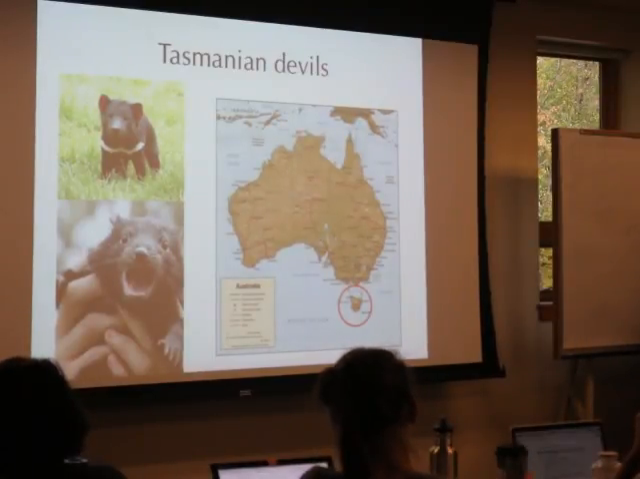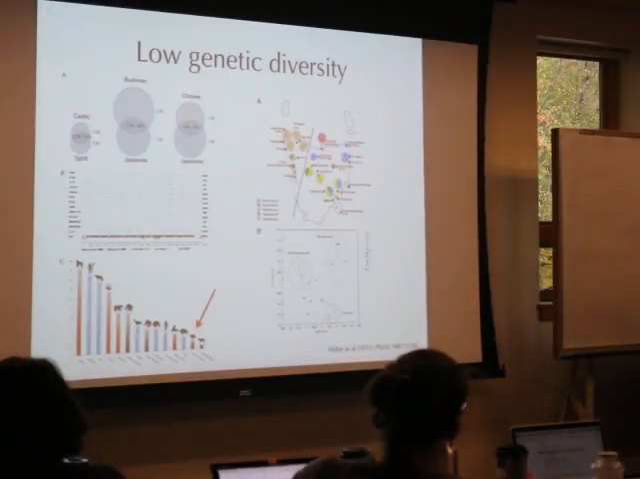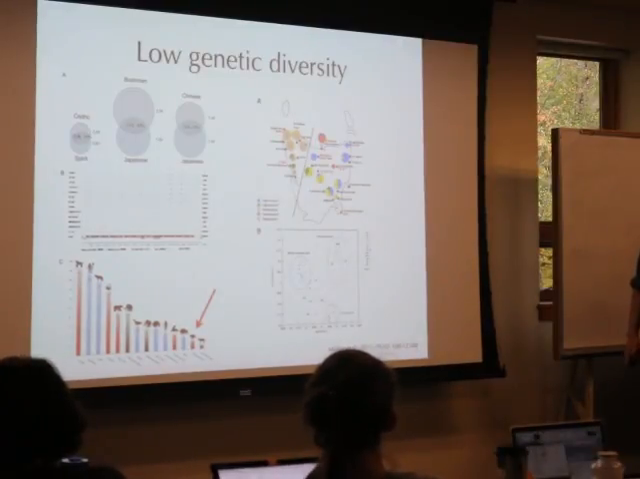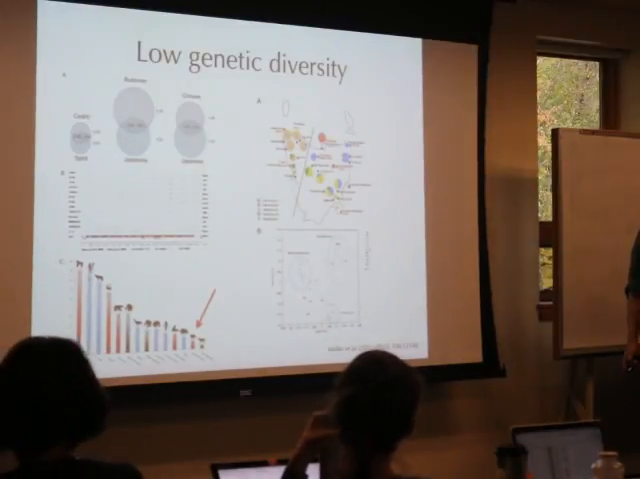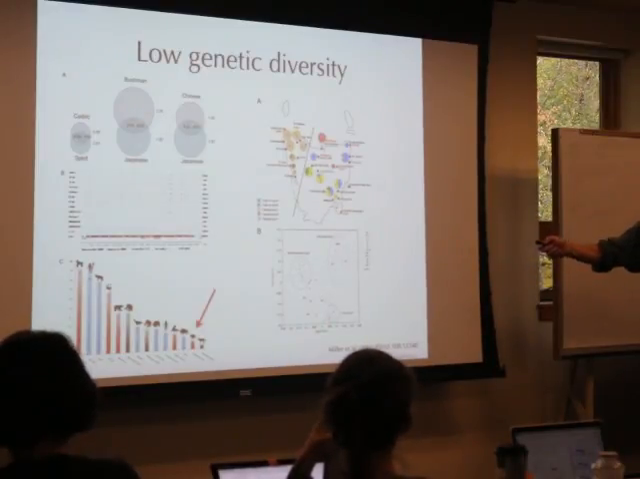So first of all, Tasmanian devils, because of their demographic history, have generally low genetic diversity. So for instance, here's a paper that came out a few years ago based on whole genome sequence data for two individuals named Cedric and Spirit, from right there and right there.